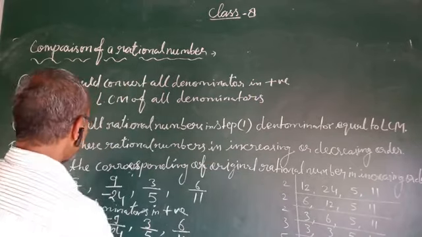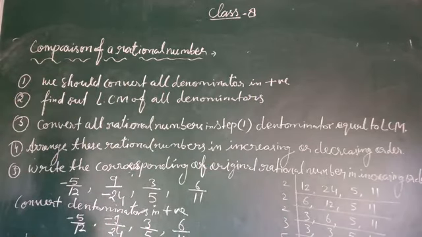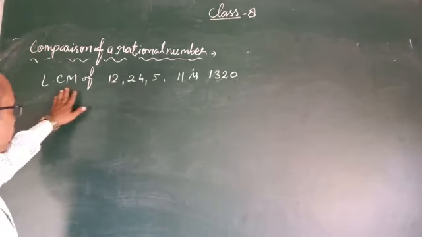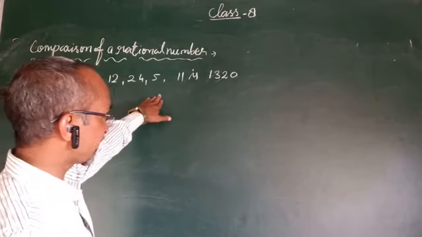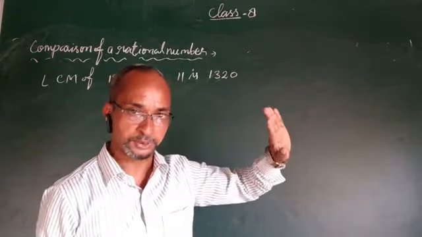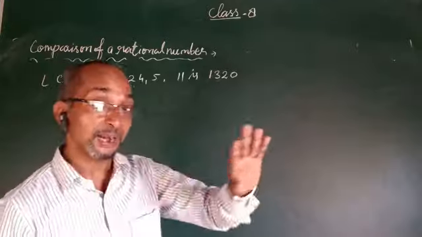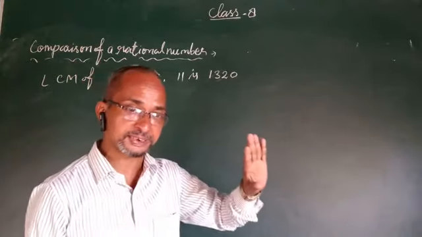Okay. So you have to write here LCM of 12, 24, 5, 11 is 1320. So we have found here the LCM of all denominators.